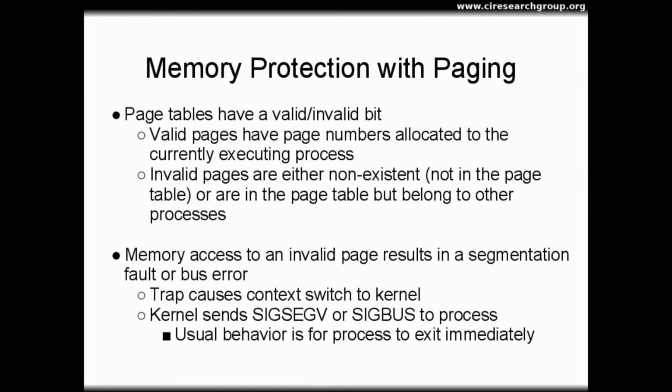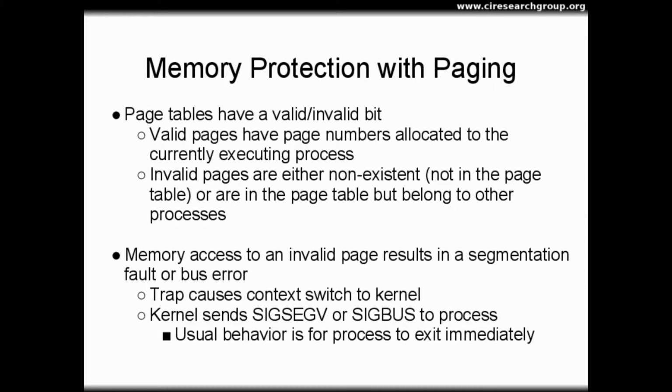With paging systems, which comprise the majority of modern systems, including mobile devices, memory protection is accomplished by adding permission bits to the page table entries. In general, page table entries will have a valid-invalid bit and a read-write bit. The valid-invalid bit is used in the same way as it is for segmentation. Pages that a process is allowed to access are marked valid. Other pages, and any non-existent pages, are marked invalid.